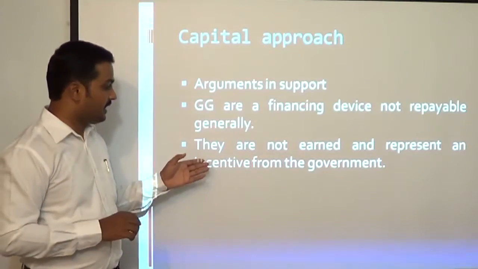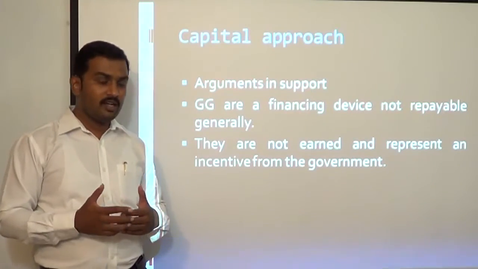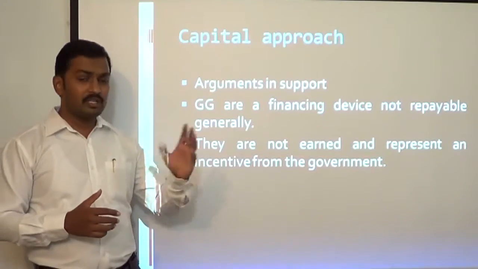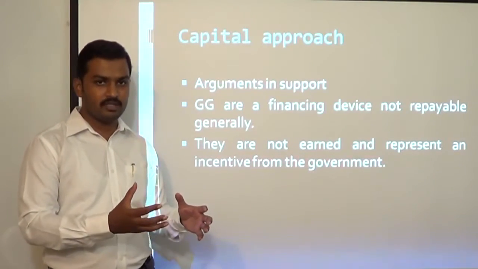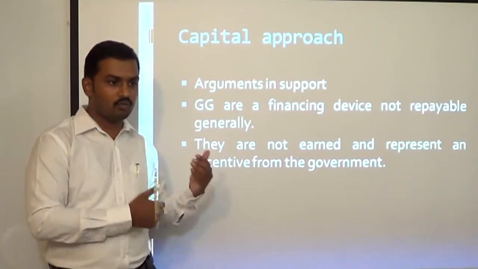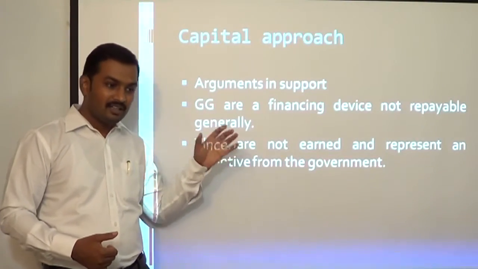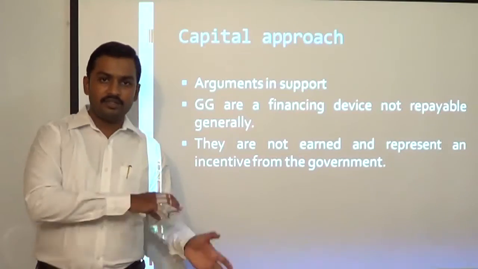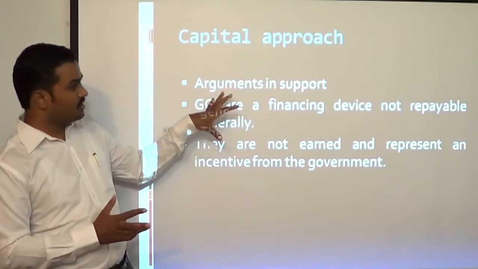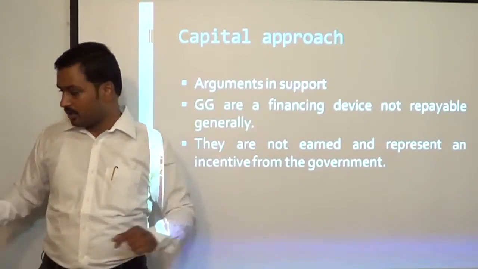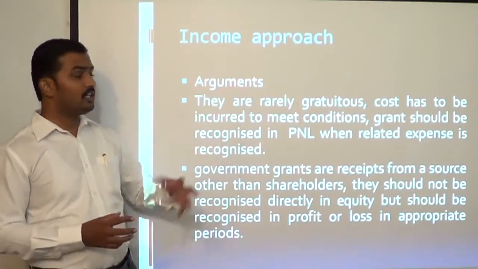The other argument which they give is they are not earned, and represent an incentive from the government. So you don't earn the government grants, it is like an incentive given by the government. Hence it should not be credited to P&L account. Whatever we earn, we credit to P&L account. According to some people, government grant is not earned, hence it should be credited to reserves directly instead of crediting it to P&L account. So these are the arguments in favor of the capital approach. Let us see the other arguments as well, the arguments in favor of the income approach.